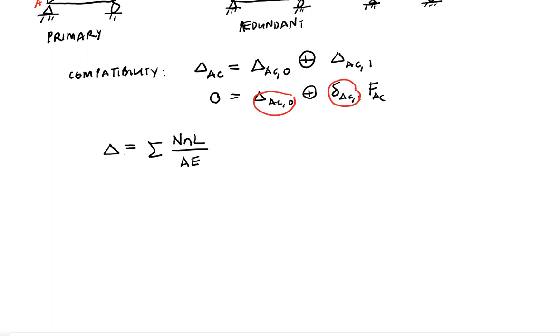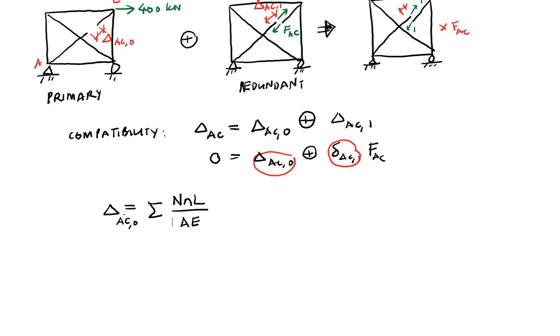Okay, for member AC, so the displacement of AC system 0 is equal to the capital N. Capital N is the internal force of all the members under the primary system, okay, this system. The second n is the internal force due to its virtual system. Your virtual system is your redundant system, so this is small n. Length L divided by AE, cross-sectional area and modulus.